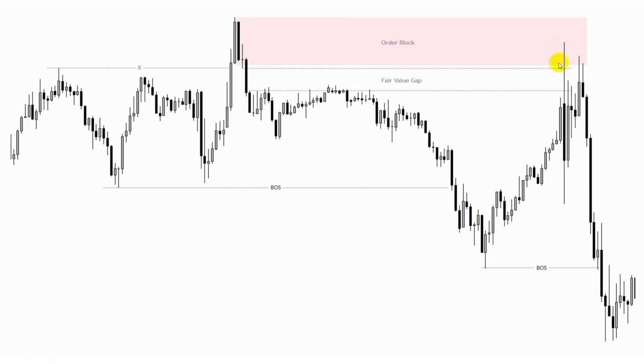So now price returned to the upside, mitigated the order block, mitigated the fair value gap. And you can see the impulsive movement of price to the downside. And then price broke this low point. So this is what you should be looking out for. You want to look out for the order block that takes out liquidity, sponsored the movement to the downside that takes out the external range liquidity.